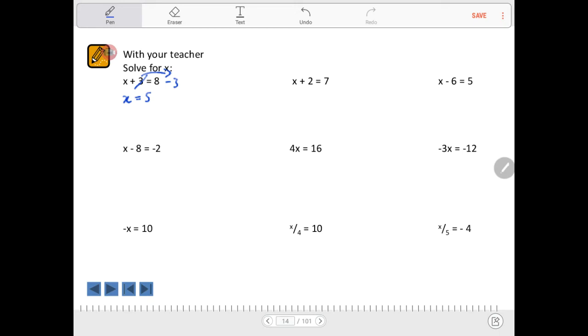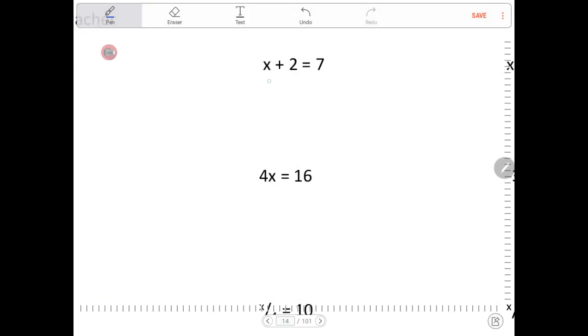Okay, so next one here, x plus 2 equals 7. I'm going to do the same thing. I'm going to take that 2 over the other side, and it does the opposite, which is minus 2. So x equals 7 take 2, which is 5.